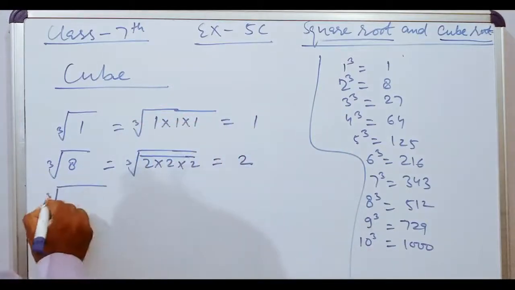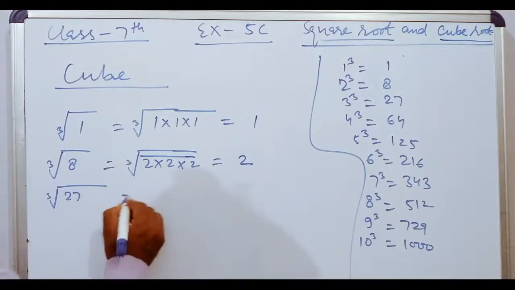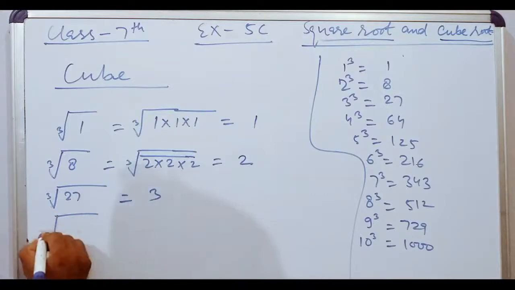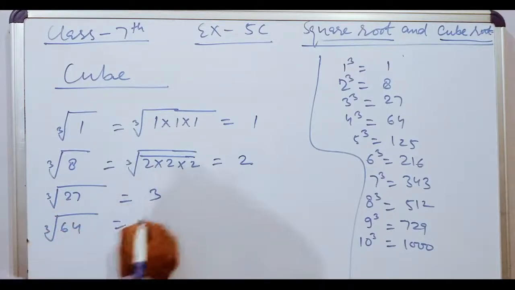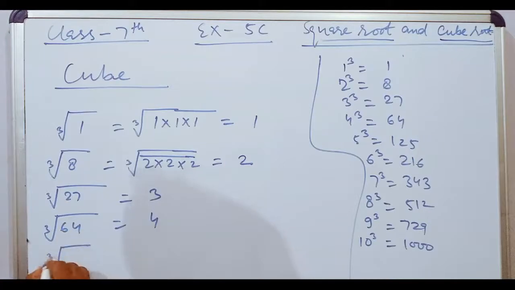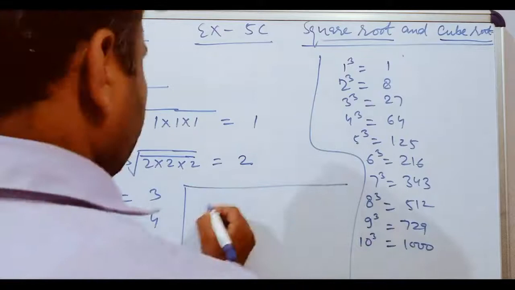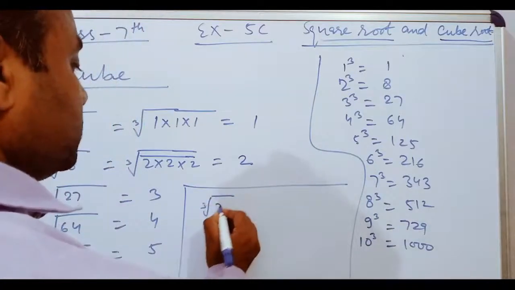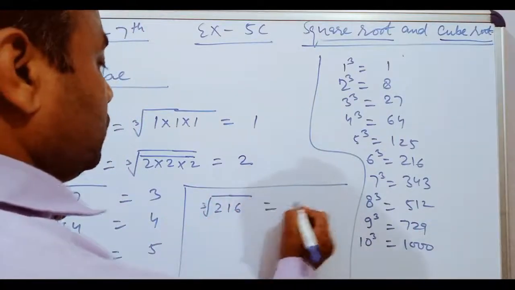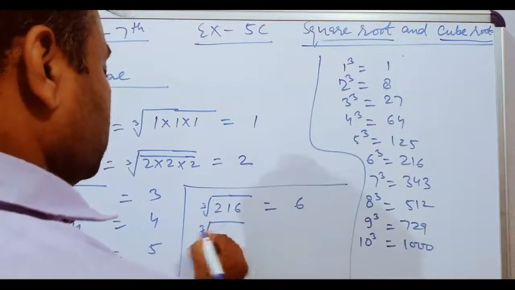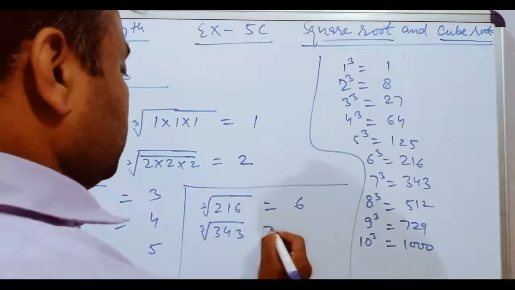Like this, cube root of 27 is 3. Cube root of 64 is 4. Cube root of 125 is equal to 5. Okay, cube root of 216 equal to 6. Cube root of 343 equal to 7.